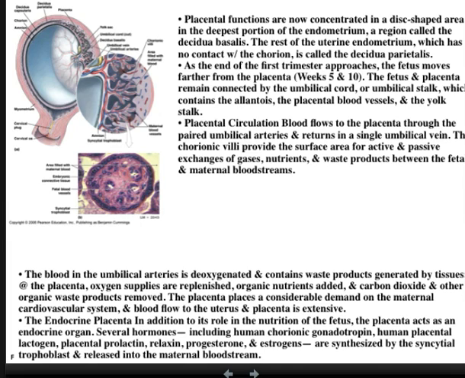The placenta places a considerable demand on the maternal cardiovascular system, and blood flow to the uterus and placenta is extensive. The endocrine placenta, in addition to its role in the nutrition of the fetus, also has an endocrine function. Several hormones, including human chorionic gonadotropin, human placental lactogen, and placental prolactin and relaxin, along with progesterone and estrogens, are synthesized by the syncytial trophoblasts and released into the maternal blood.